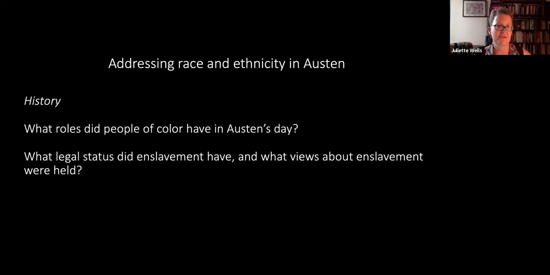So if students ask you, what roles did people of color have in Austen's day, in Austen's England? Or if they ask, what legal status did enslavement have and what views about enslaved people were held? You would point out that people of color lived and worked in England's cities and elsewhere in England, especially in populous London. You might point out that dark-skinned people appear in portraits and artworks of the time. You might point your students to the film Belle from 2014, which imagines the experiences of one multiracial person, Dido Bell, the young ward of a wealthy English family in the late 18th century.